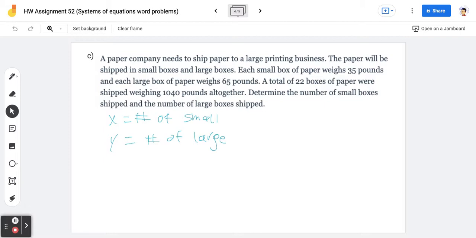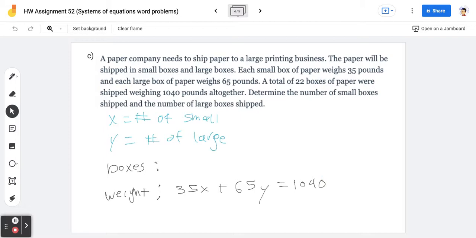Okay, so here's what my equations are going to be. One equation is going to represent the boxes, or number of boxes. The other equation is going to represent the weight. Okay. Let's see what we know. Each small box weighs 35 pounds. Okay, so let's do the weight equation first. So each small box is 35 pounds. So 35 pounds times the number of small boxes I have, plus 65 pounds times the number of large boxes I have, 65y. And X is my smalls, Y's are my larges. And we know that it is in total 1,040 pounds.